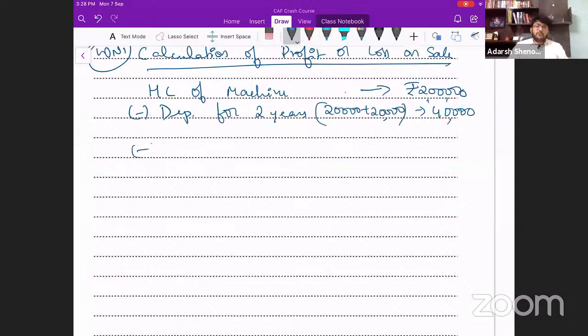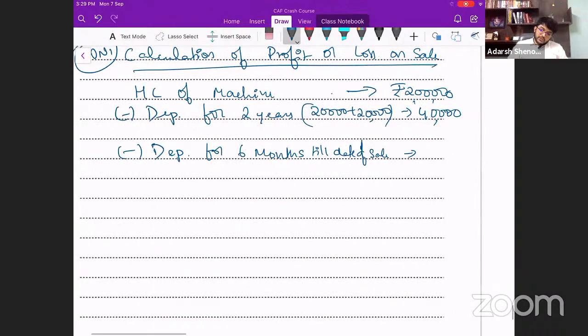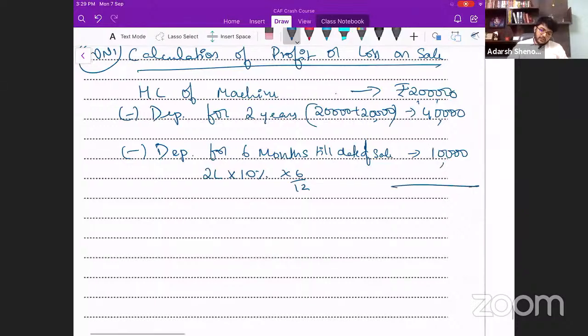Should you charge depreciation for this year also? Yes, sir. We have to charge depreciation, but for how many months? Depreciation for 6 months, till date of sale, as you're selling on 1st July. So can you tell me what is the depreciation for 6 months? 2 lakhs into 10% into 6 by 12. How much do you get depreciation amount as? 10,000 rupees. So what is the book value on the date of sale?